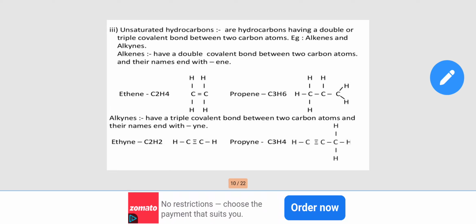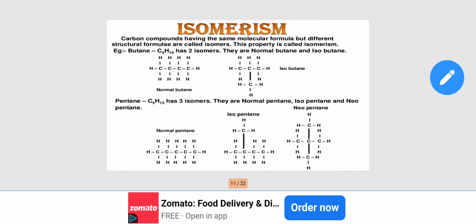You can remember all this, okay? This is all of your revision in this short video. Alkynes have a triple covalent bond between two carbon atoms and their names end with YNE. Eth means two carbon, and the prefix you can use is eth and the suffix is YNE: ethyne, C2H2. Then with three carbon atoms the prefix is prop and the suffix is yne. This is called propyne, C3H4.